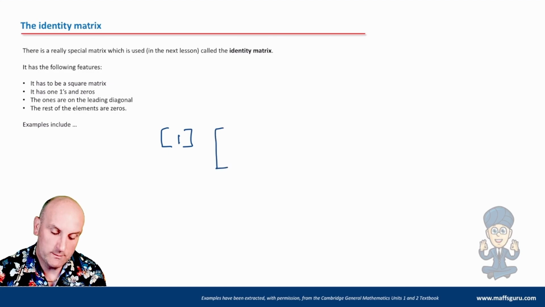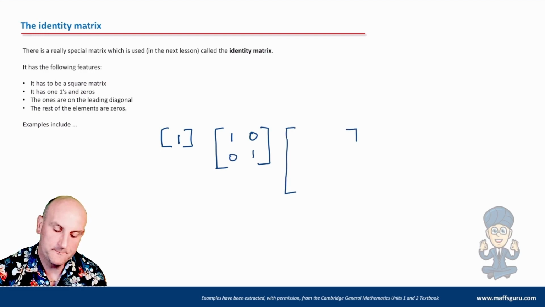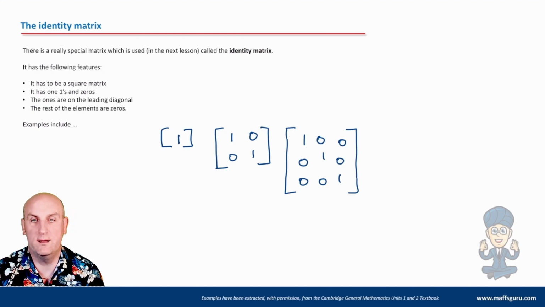What about a 2 by 2? Well, 1's on the leading diagonal. If you remember, the leading diagonal goes that way, and 0's for all other elements. Let's try a 3 by 3. 1's on the leading diagonal, 0's everywhere else. And I could do a 4 by 4, but we could continue.